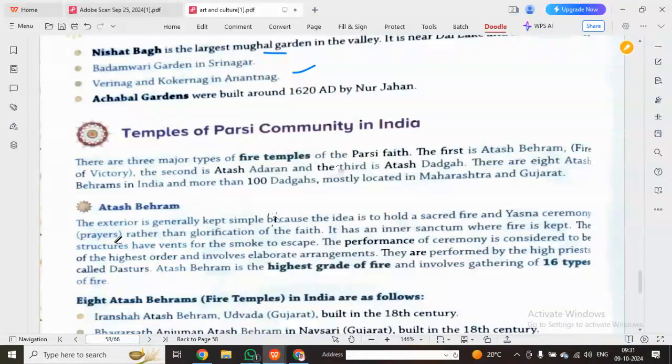Parsi community temples. When coming to the Parsi community temples, there are three major types of fire temples of the Parsi faith. The first was Atash Behram. Basically क्या है ये? Three major types क्या थे इसके? Which is Atash Behram, second is Atash Adaran, and Atash Dadgah.